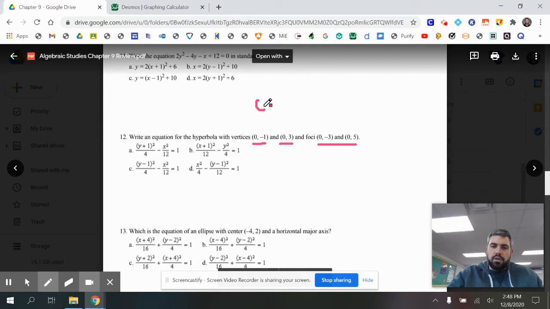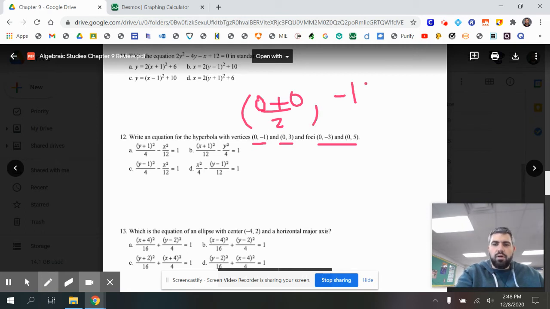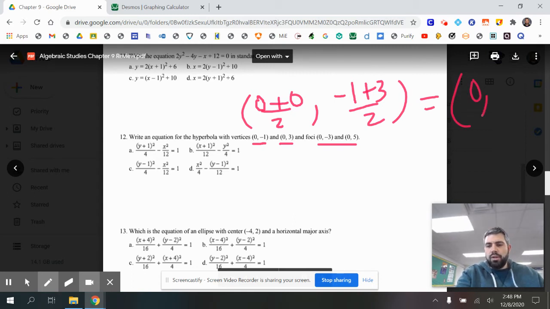So again, 0 plus 0 over 2. And then we would have -1 plus 3 over 2. And so our midpoint is going to be, well, 0 divided by 2 is just 0. And -1 plus 3 is 2. 2 divided by 2 is 1. Okay, so we get the center 0, 1. And so that means we're going to have x squared by itself and y minus 1 by itself. So automatically we get either option C or D, right?